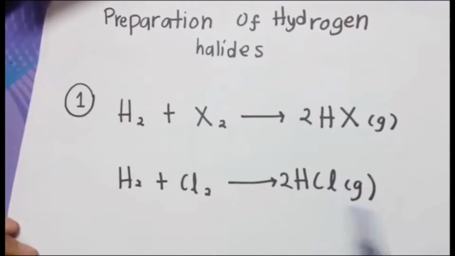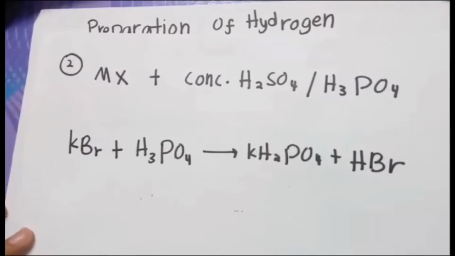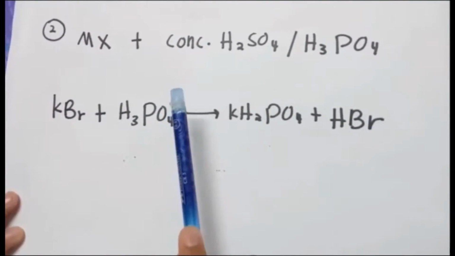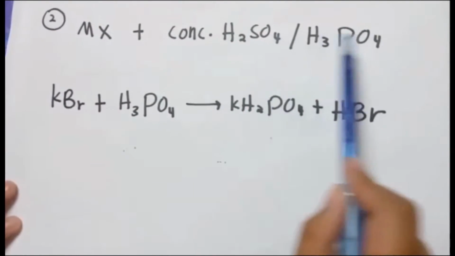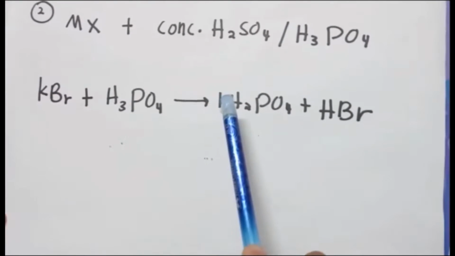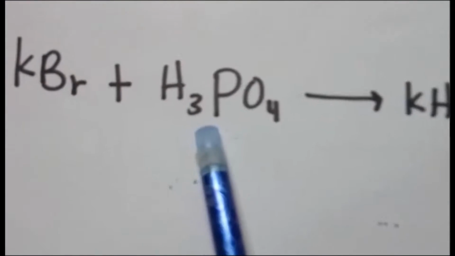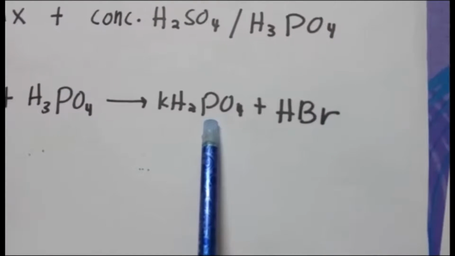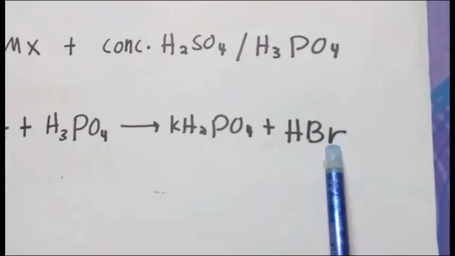The next way to produce hydrogen halide is by reacting metal halides with non-volatile acids such as concentrated sulfuric acid or concentrated phosphoric acid. So we get the example, which is potassium bromide reacting with H3PO4, and then you will get monopotassium phosphate, KH2PO4, and you will get your hydrogen bromide.